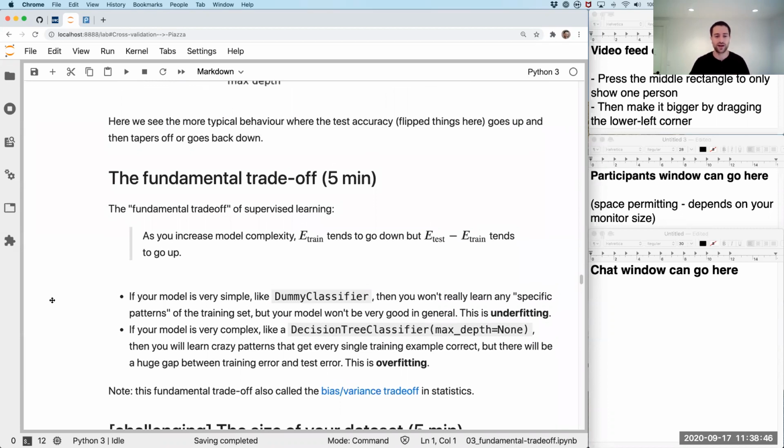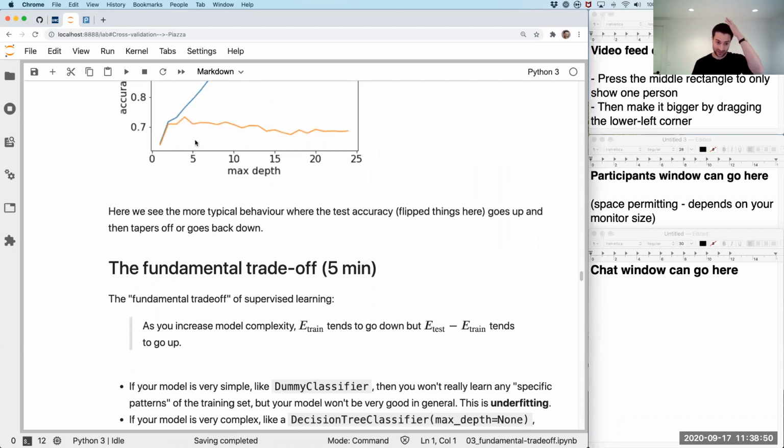Now we're going to talk about this fundamental trade-off, which is basically what we looked at in this plot, which says that as you increase model complexity, so for example, a deeper tree, and we'll see many other examples throughout the course of different models and how to make them more or less complex, the training error tends to go down. So with a more complex model, you tend to do a better job on the training set, because you can fit the training set in more detail and bring that error lower and lower, for example, by having a deeper decision tree.